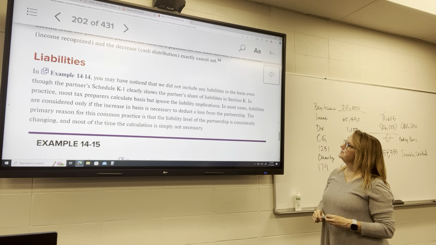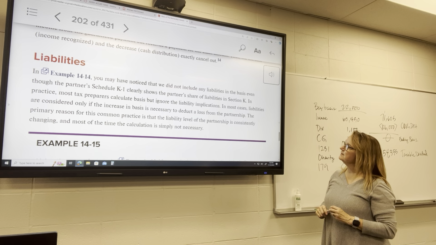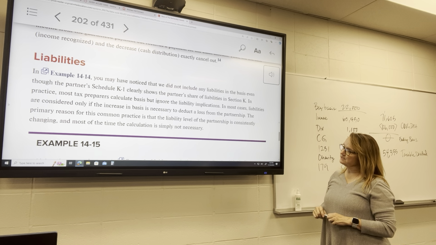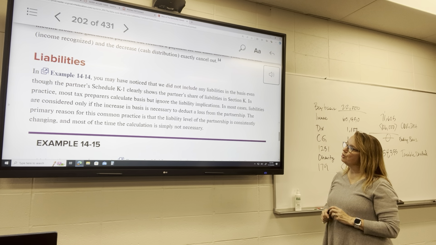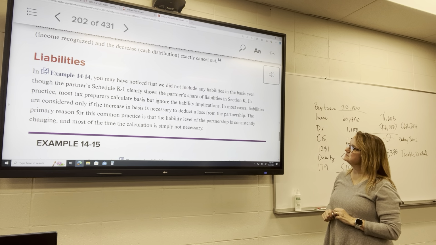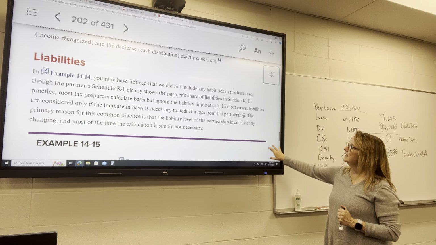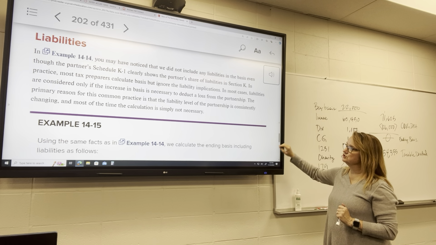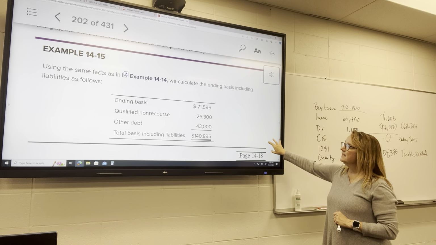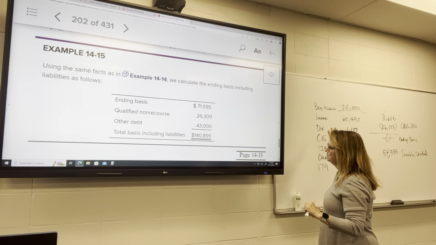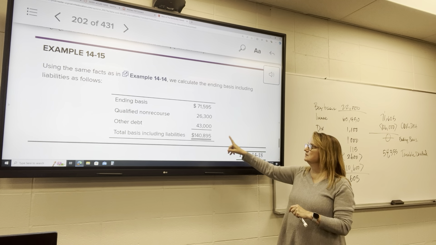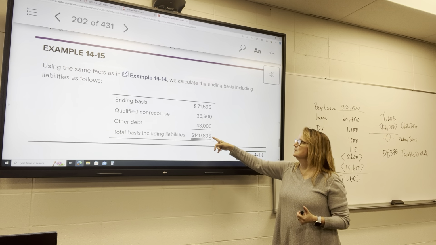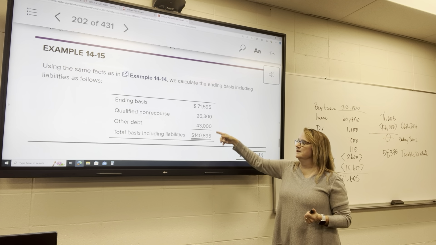So they didn't include the liabilities in the basis, even though there are liabilities. Most tax preparers would calculate the basis but ignore the liability implications. Liabilities are considered only if the increase in basis is necessary in order to deduct a loss from the partnership. The liability level of the partnership is always changing and it's kind of difficult to calculate. In our example, I'm pretending they don't have those liabilities, but if they did have those liabilities, then we'd be able to use this basis.